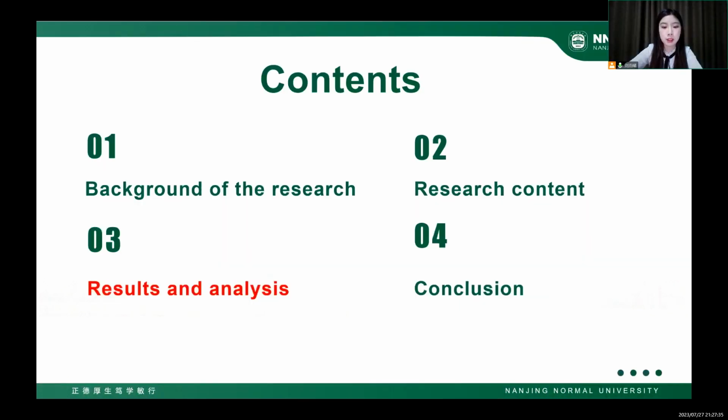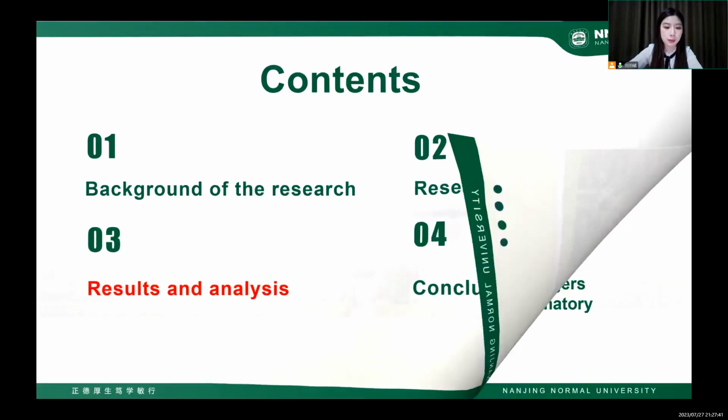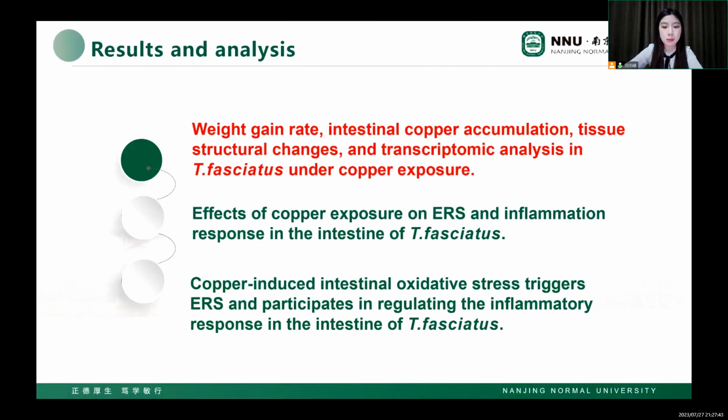Alright, let's move on to the third part. I'd like to share the results and analysis of our study in three aspects. First is the in vivo experiments: weight gain rate, intestinal copper accumulation, tissue structural changes, and transcriptomic analysis in T. fasciatus under copper exposure.